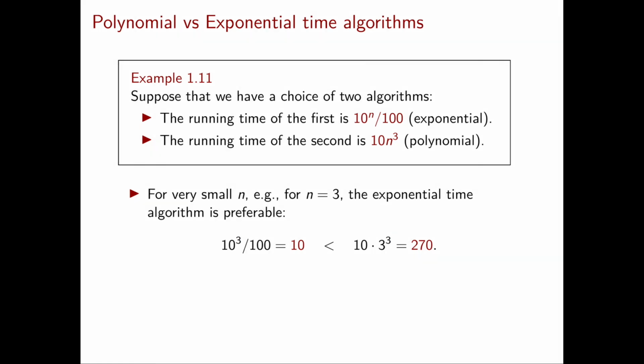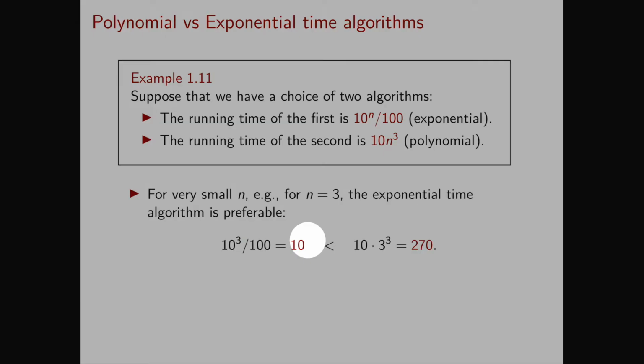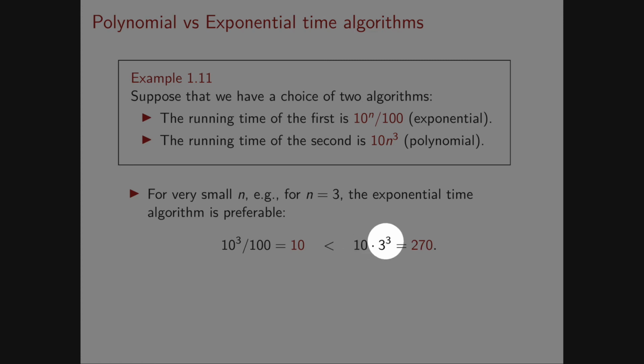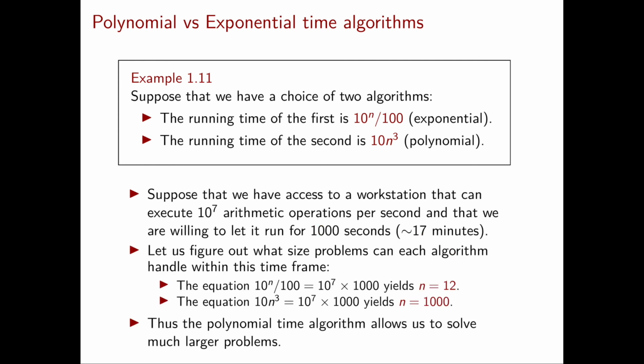We can see that by just substituting n equal to 3 into the two expressions of the runtime. For the exponential time algorithm, we obtain 10 to the cube divided by 100, and this is equal to 10. And for the polynomial time algorithm, we obtain 10 times 3 to the 3, and this is 270. Of course, 270 is much larger than 10, so the exponential time algorithm is better. However, we don't really care about small values of n, because essentially any algorithm can quickly solve problems that are very small in size.